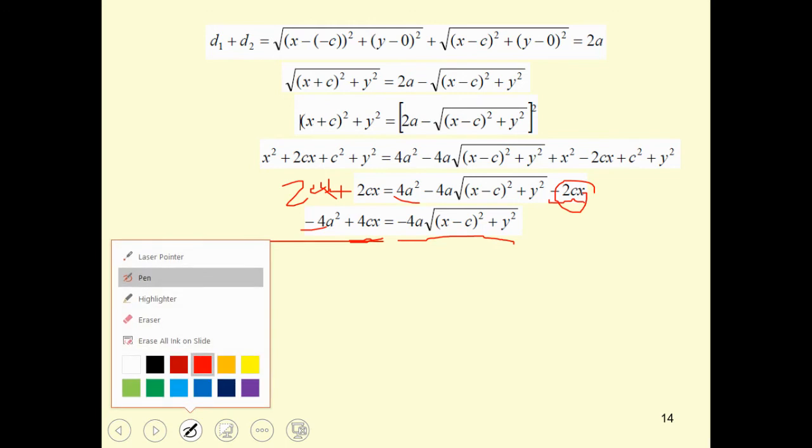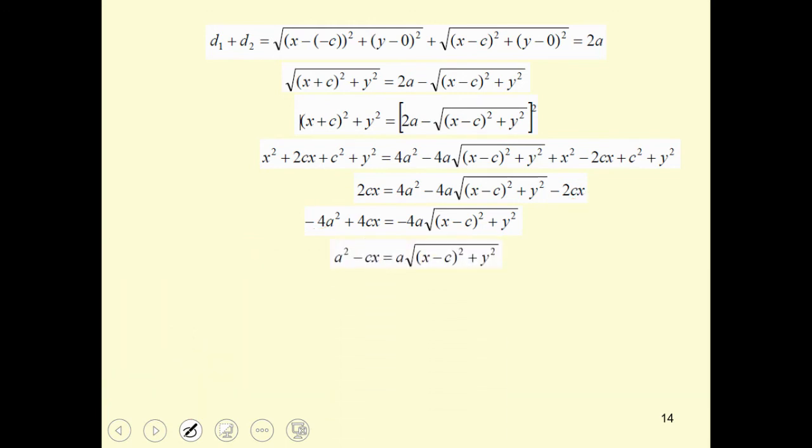Okay? Next step, we factor out 4. We divide both sides, or we multiply both sides by 1/4. That removes the 4 in this step, right? So divide both sides, or multiply by 1/4, and the 4s cancel.